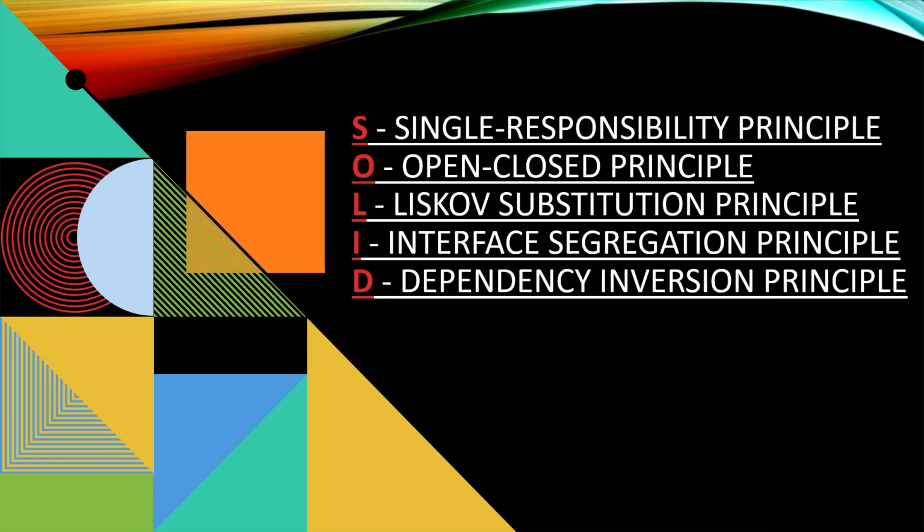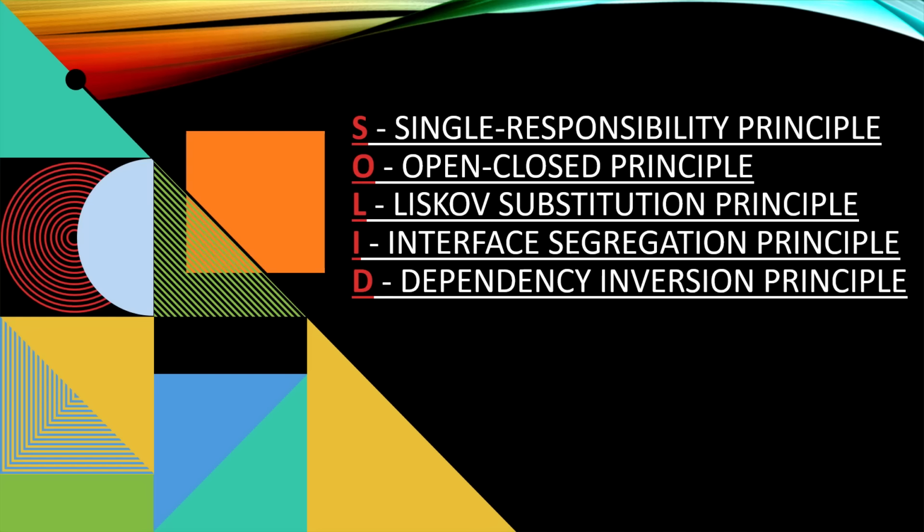Now the I in SOLID stands for interface segregation principle, or ISP. Basically, your clients shouldn't be forced to depend on methods that they don't use. You don't want to have a giant interface that has 10 different contracts or methods, related or unrelated, and force your clients to implement unwanted or unused methods. So that's the interface segregation principle.